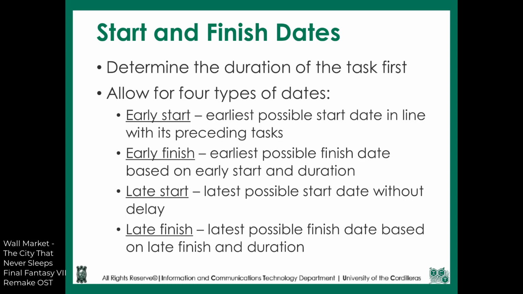The early start is based on the earliest possible start date in line with its preceding tasks. The early finish is the earliest possible finish date based on early start and duration. The late start is the latest possible start date without delay, and the late finish is the latest possible finish date, based on the preceding tasks, which are based from the work breakdown structure. It is possible for a project to be much earlier and much later than what is recommended, but having a later start and finish than the established late start and finish are not recommended.